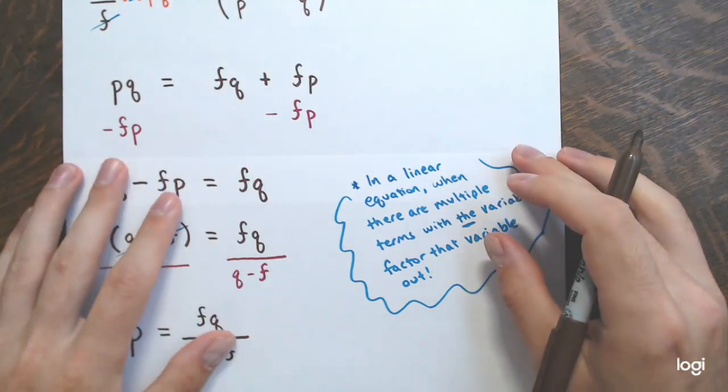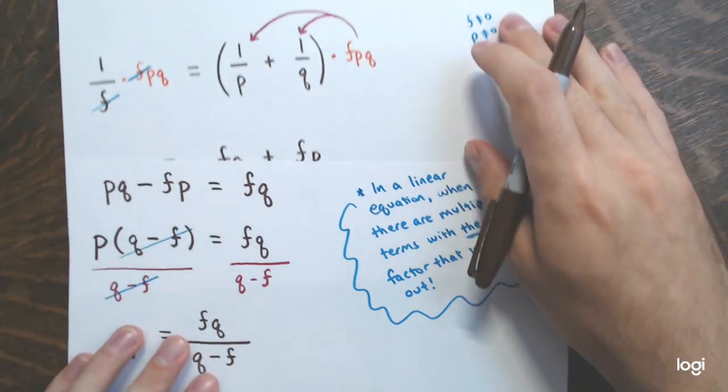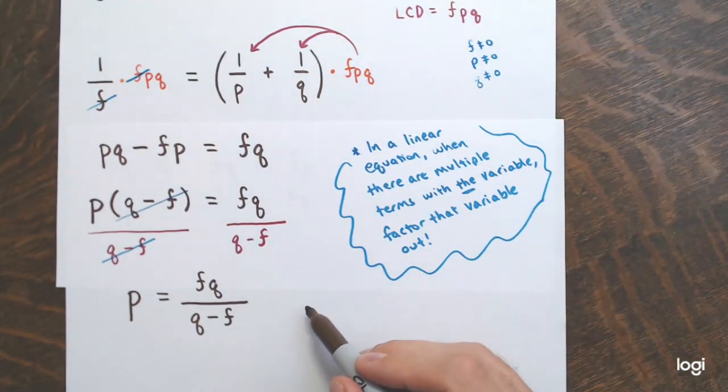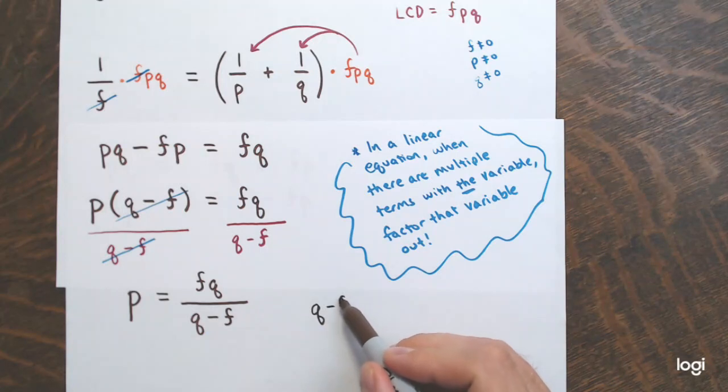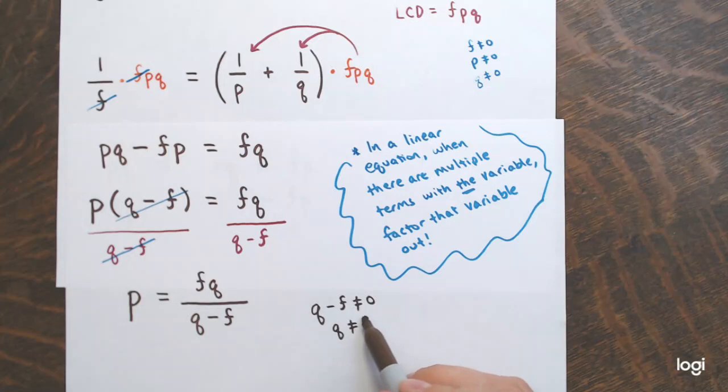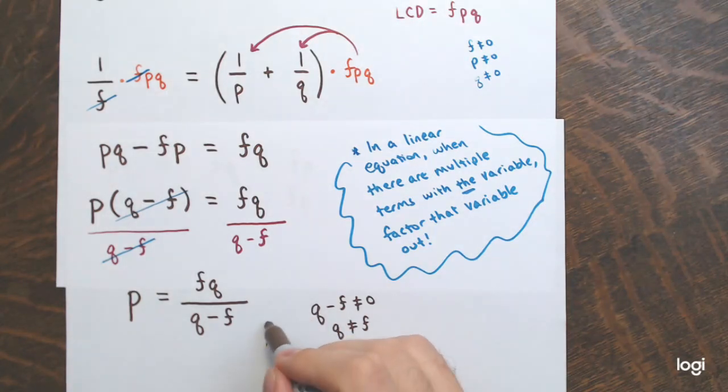Alright, and again, just remember that f can't be 0, p can't be 0, q can't be 0 from earlier. And another little thing that you would probably mention is that q minus f can't be 0, right? Denominators can't be 0, or q can't be equal to f. So if you go through and replace f and q with some numbers, you couldn't replace q with 3 and f with 3, you'd be dividing by 0. You couldn't replace q with 5 and f with 5, you'd be dividing by 0. So whatever you replace q with, you can't replace f with that same number. Alright, so there you go.